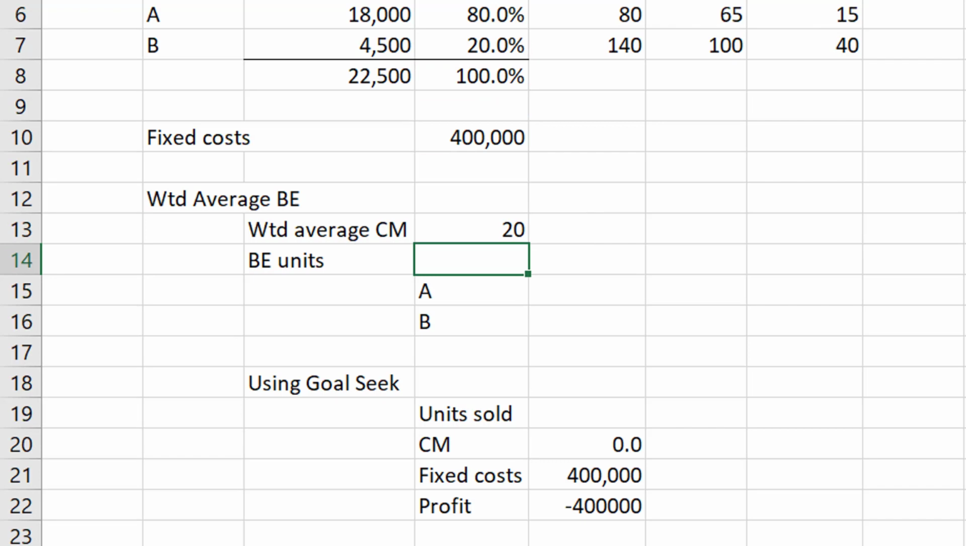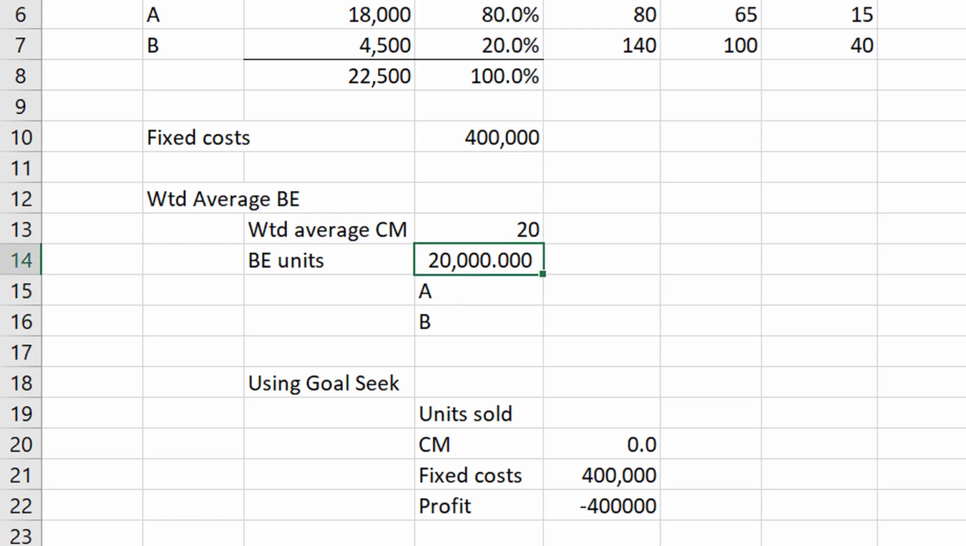That's our weighted average contribution margin that happens to work out to exactly $20. So now we need to figure out, well, what is our break even in units? Well, our fixed costs are given as 400,000. Break even is simply our fixed cost divided by our contribution margin per unit, or 20,000 units. And here we can clean that up and make it look nice if we want. There we go.